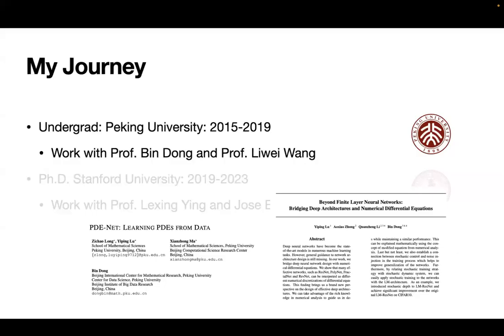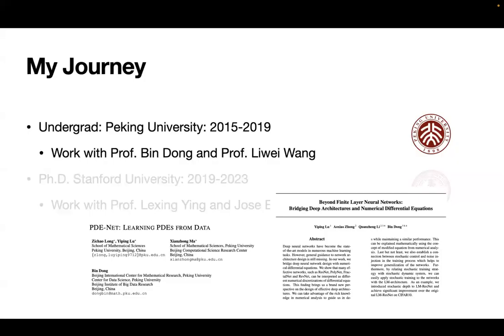Another project tried to link numerical PDEs with neural networks, where we connect the convolutional filters in neural networks with numerical schemes. So during my undergrad, I tried to connect numerical PDEs with neural networks and use neural networks for scientific computing problems.